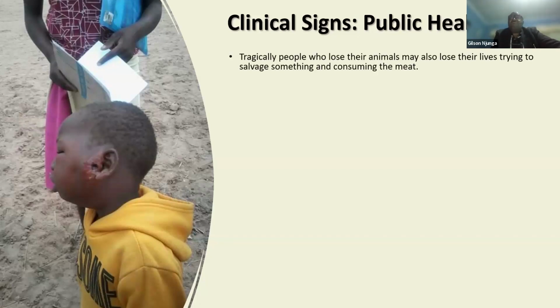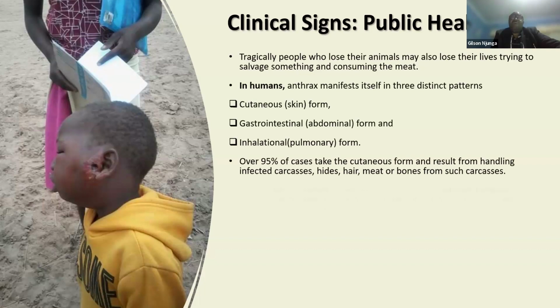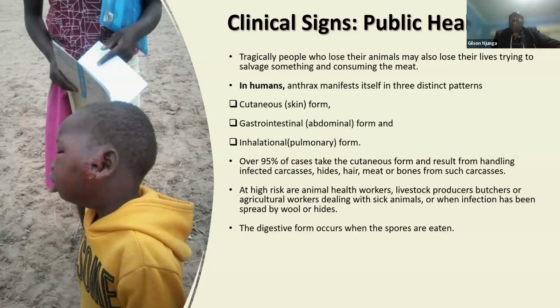So tragically, people who lost their animals may also lose their lives as they are salvaging the meat. And this is very, very typical in the African setup, that when an animal dies, the first thing they think about is the meat. They don't really care to find out why this animal died. And because in villages, access to meat is very difficult, people take advantage of it and start consuming. So it becomes very dangerous if that meat is infected with a zoonotic disease like anthrax.